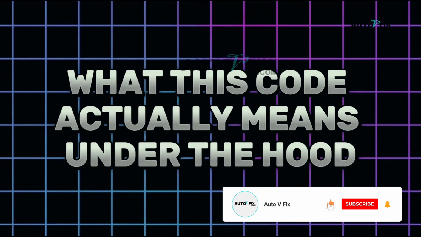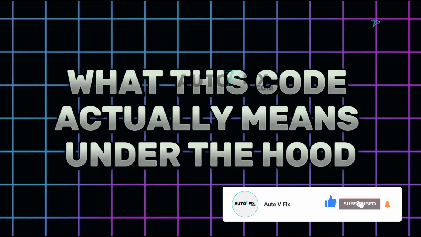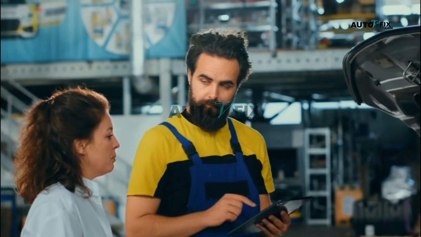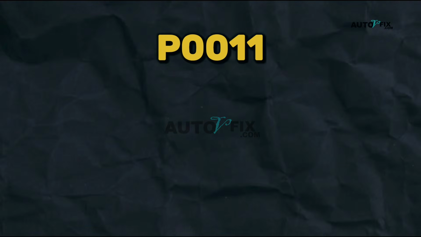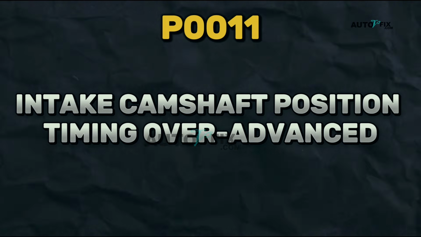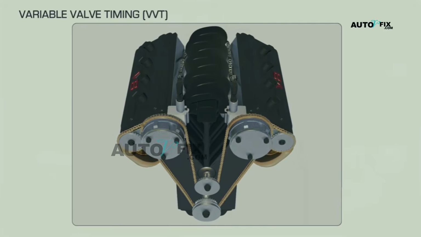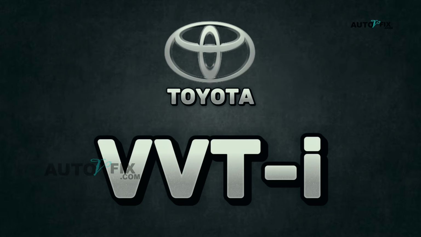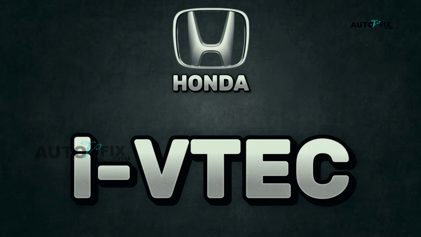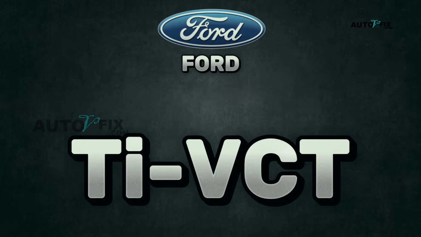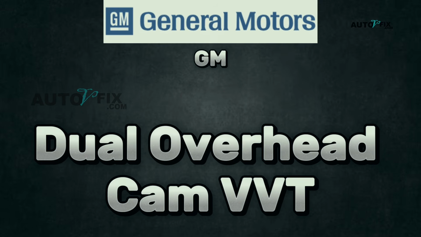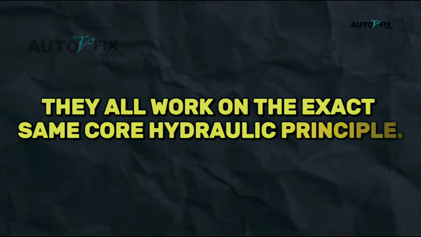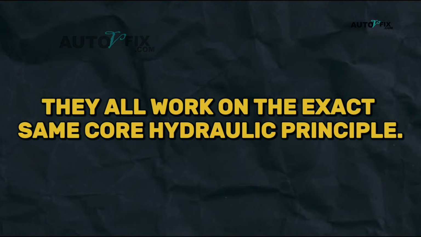Before we get into the step-by-step checks, let us break down what this code actually means under the hood, because the official technical name tends to scare people unnecessarily. P0011 stands for Intake Camshaft Position Timing Over-Advanced. Modern engines use a system called Variable Valve Timing, or VVT. Toyota calls it VVT-i, Honda calls it i-VTEC, Ford calls it Ti-VCT, and GM calls it Dual Overhead Cam VVT. Regardless of what the badge on your engine cover says, they all work on the exact same core hydraulic principle.